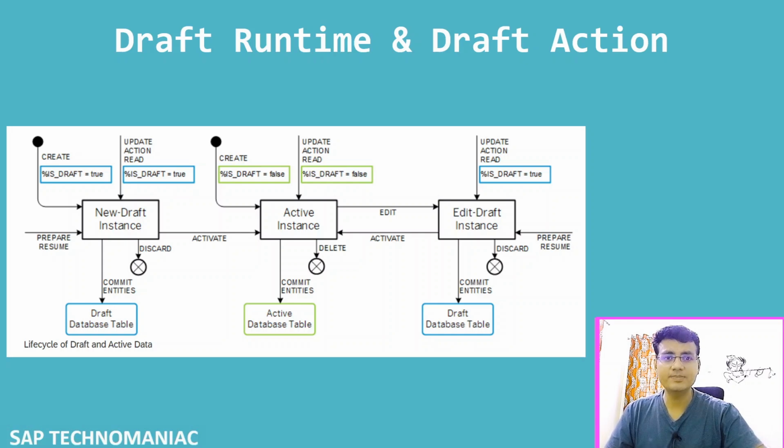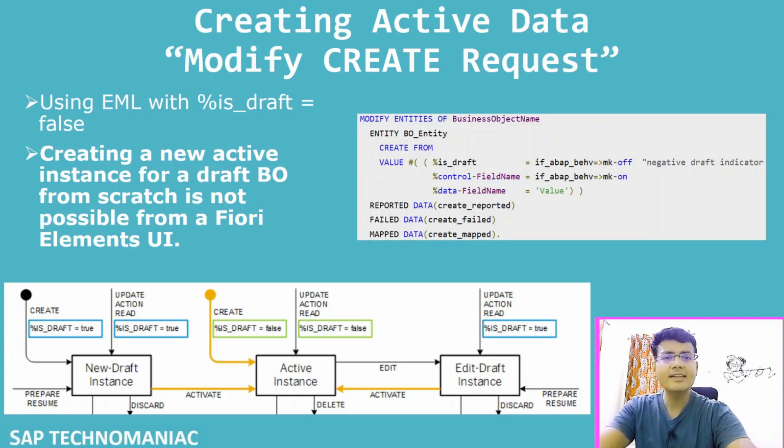Let's get started. First, we will see how we can create the active instance. An active instance can be created using a direct modify create request without draft. If you put draft equal to false, then it will directly create the active instance. Or you can convert your new draft instance and edit draft instance to the active instance by calling the activate action. This is one of the important actions called during the draft, the activate action.